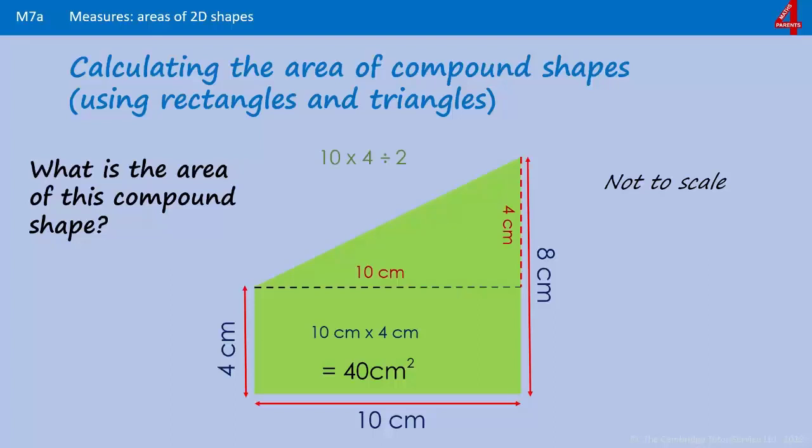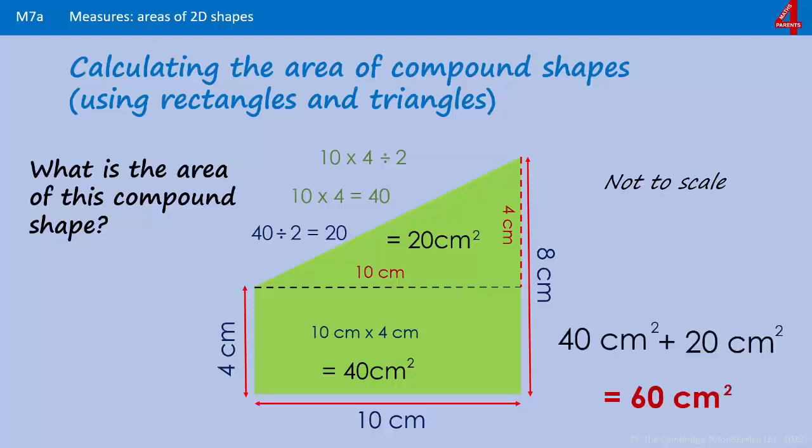10 times 4 divided by 2. 10 times 4 is 40. 40 divided by 2 is 20. The area of the triangle in this shape is 20 centimetres squared. Add that to the area of the rectangle. The total area of the shape is 60 centimetres squared.